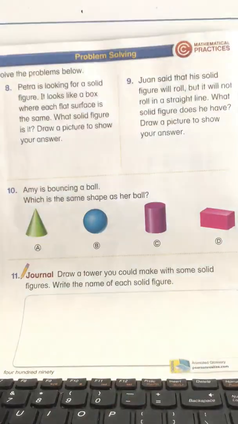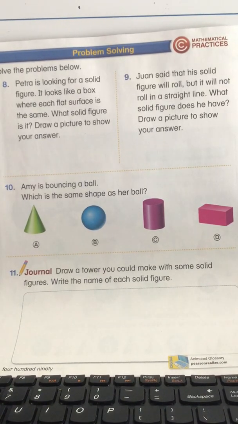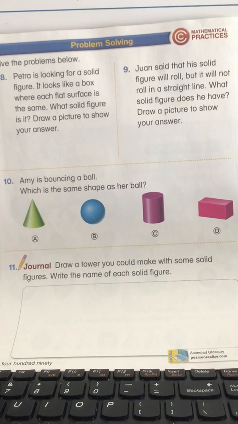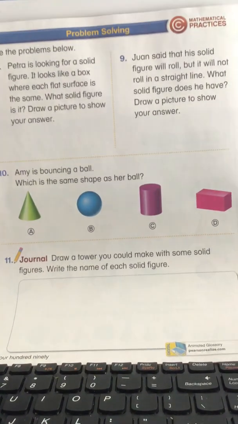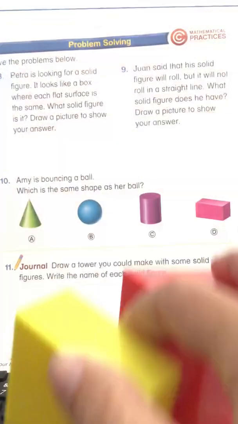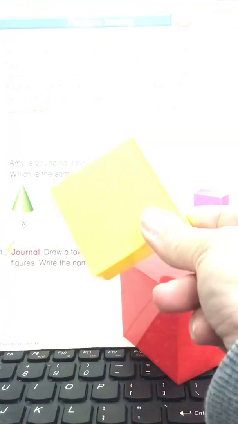Okay, when you're ready, look at number 8. Petra is looking for a solid figure. It looks like a box where each flat surface is the same. What solid figure is it? So we have 2 that we've talked about today that have all flat surfaces. All right, so when we look at those 2, we can figure out maybe which one she's looking for. We have the rectangular prism.